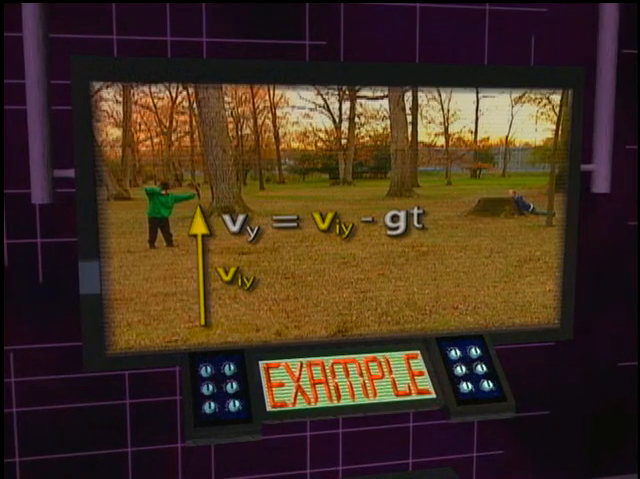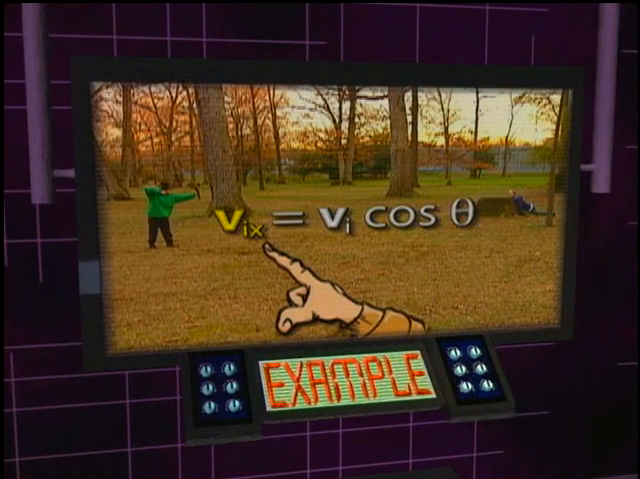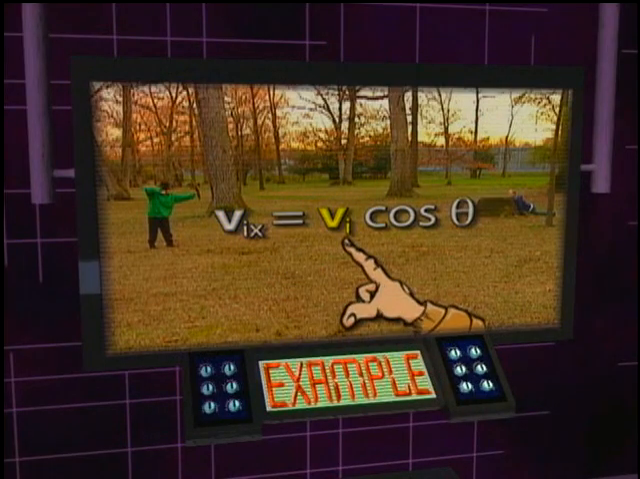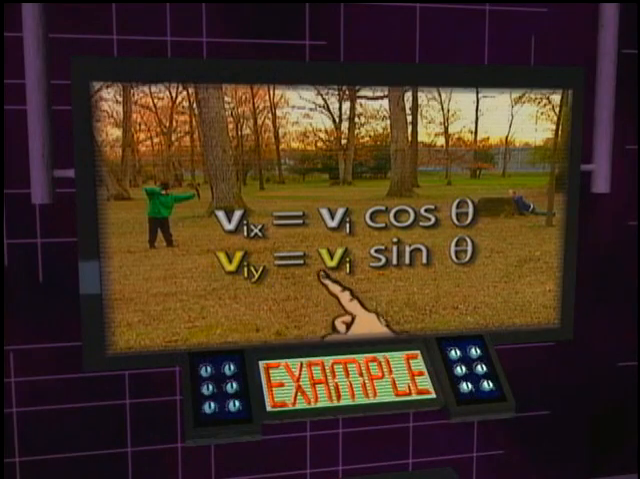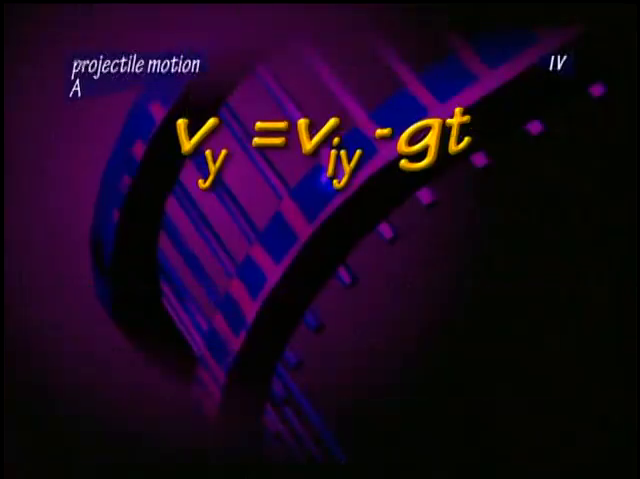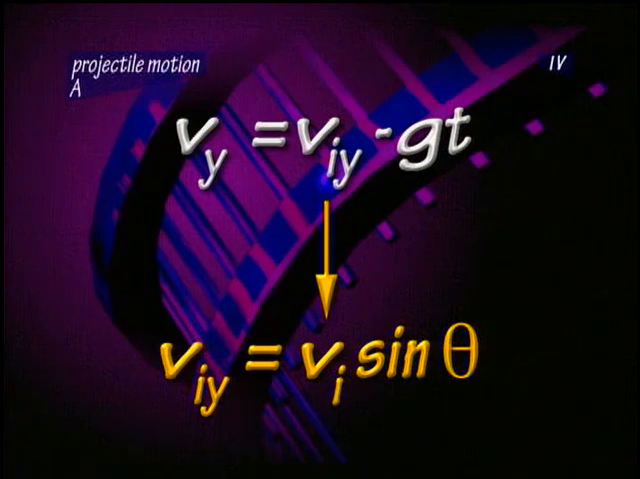To get the initial velocity in the y direction, v sub iy, we have to use one of our component equations for an object in projectile motion. Remember, the initial velocity in the x direction, v sub ix, equals the initial velocity, v sub I, times the cosine of theta. And the initial velocity in the y direction, v sub iy, equals the initial velocity, v sub I, times the sine of theta. In our equation, we have to find the initial velocity in the y direction, v sub iy, so we use the formula v sub iy equals v sub I times the sine of theta.